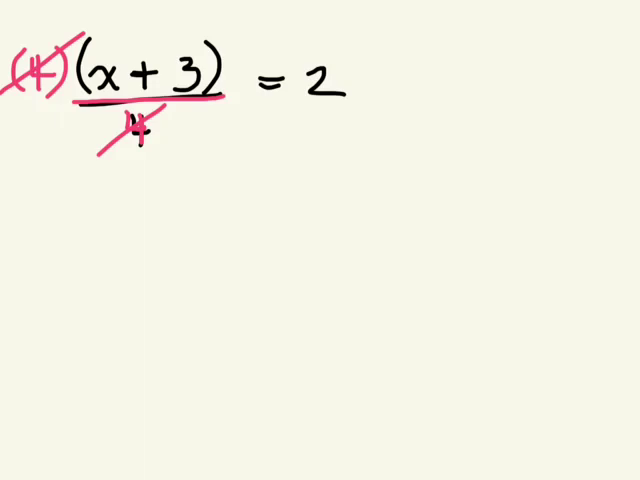What should I do to the right side now? You have to multiply by 4. Good. Whatever you do to one side, you have to do to the other side. So I've actually just gotten rid of the fraction. Now this is very simple.